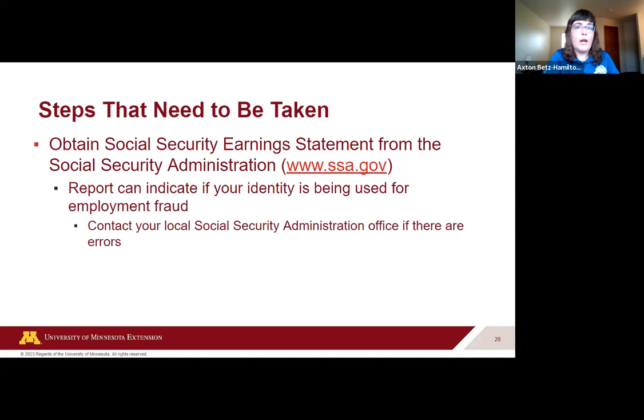So your Social Security earnings statement will show you the amount of credits that have been earned towards your retirement earnings and disability earnings that you qualify for. And if there are years where it seems like, hey, there's way too much here with earnings, particularly with children, that is an indicator that their identity has been used for employment fraud.